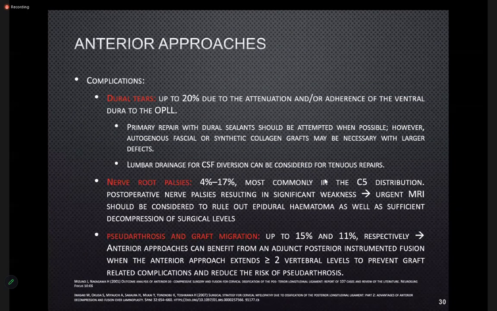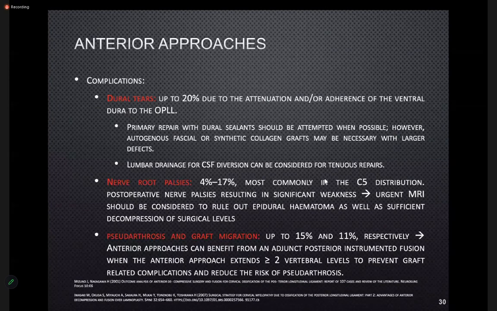The first one, dural tears. Some studies reported up to 20%. This is due to attenuation or adherence of the ventral dura to the OPLL. Primary repair with dural sealant should be attempted when possible. However, in some cases autogenous fascia or synthetic collagen graft may be necessary with larger defects, and lumbar drainage for CSF can be considered for tenuous repair.